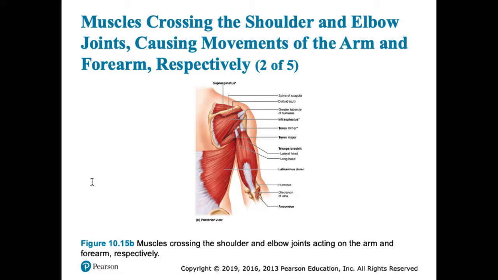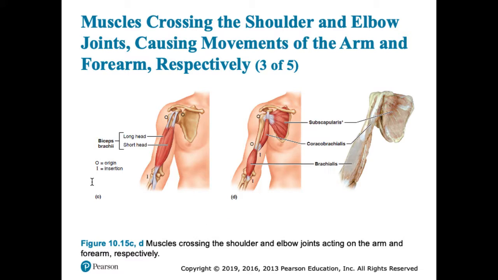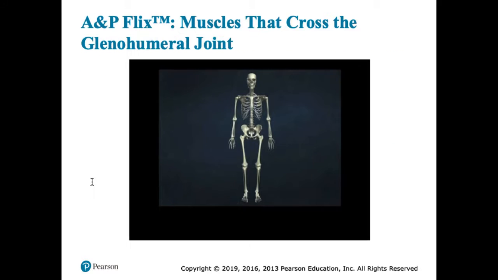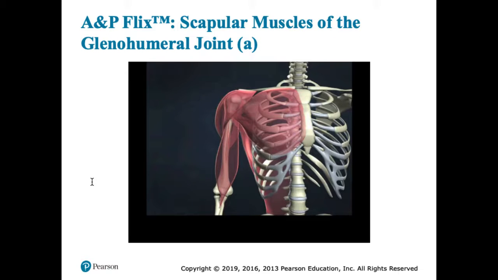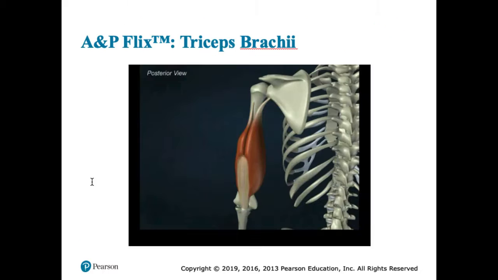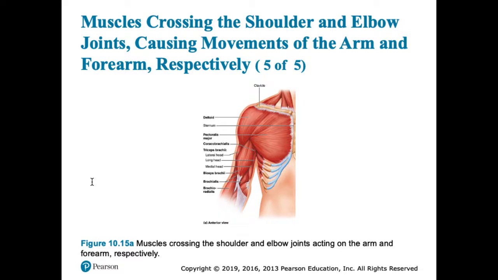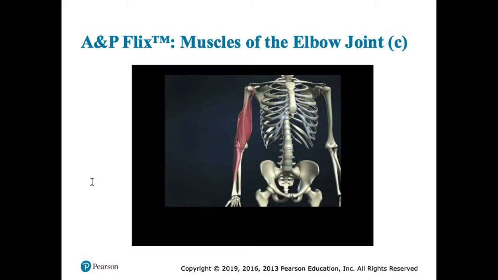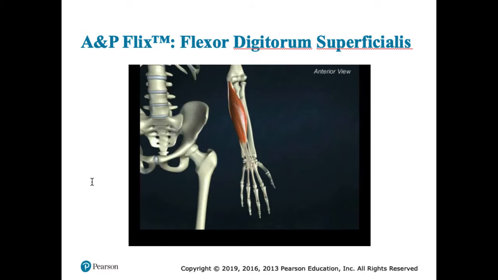Again, continuing looking at the shoulder and elbow joints on the arm and forearm respectively, and of course, how those move about. Making sure that you are looking at the A&P Flix for each of those so that you can memorize each one of those as we go through. Continuing with the muscles crossing the shoulder and elbow, more of those muscles that act upon those areas. So making sure that you're looking at each one of those. And there's a lot of them.